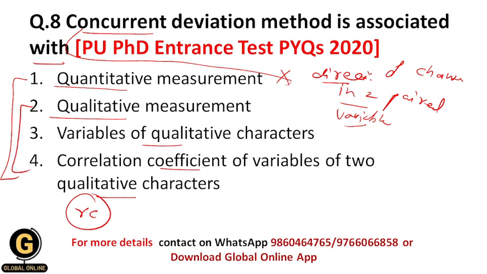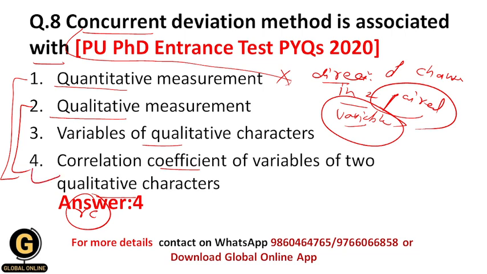3 options: qualitative measurement, variables of qualitative characters, then correlation coefficient of variables of two qualitative characters. So now here you are going to study the direction of change in two paired variables. Paired variables means there is some kind of a correlation between the variables, right? That's why here your correct answer should be what? 4, that is correlation coefficient of variables of two qualitative characters.